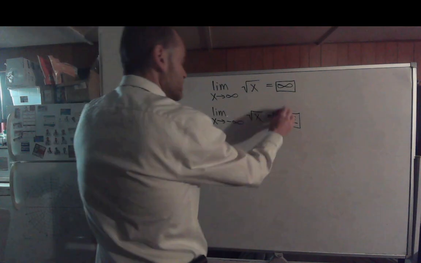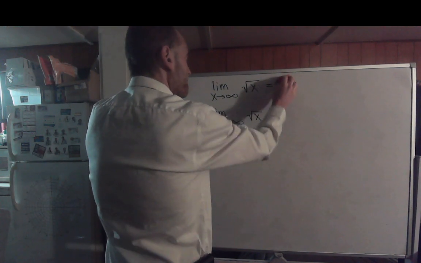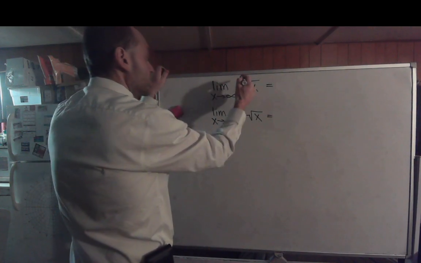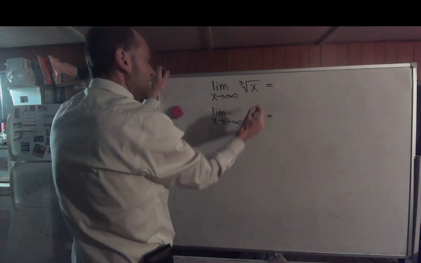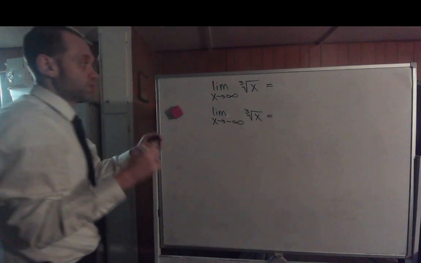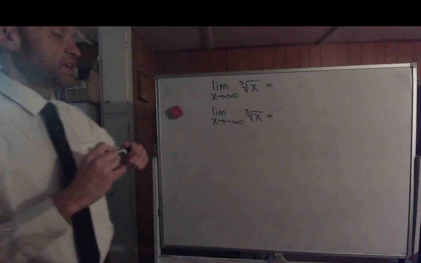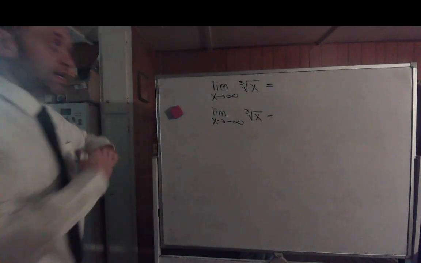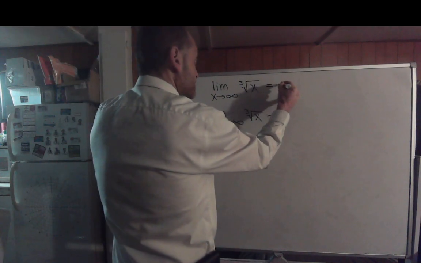Now let's change this a little bit here. What if I took, this time we'll do the cube root function. So the limit as x approaches infinity of the cube root of x, well, that should be easy. Your limit's still going to be infinity.